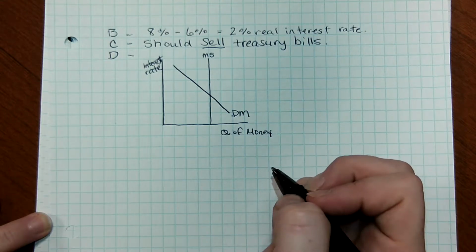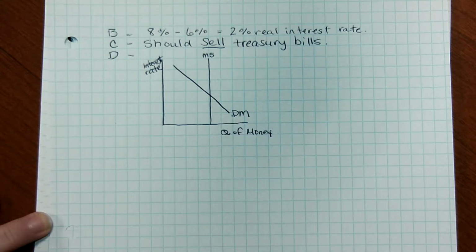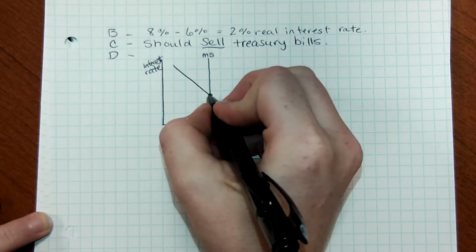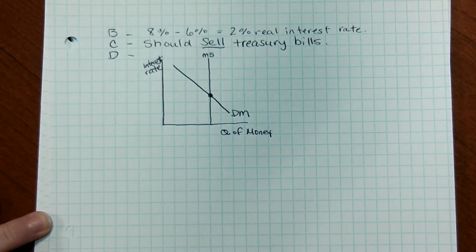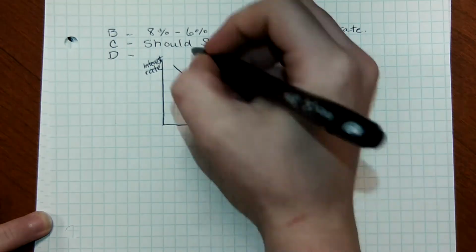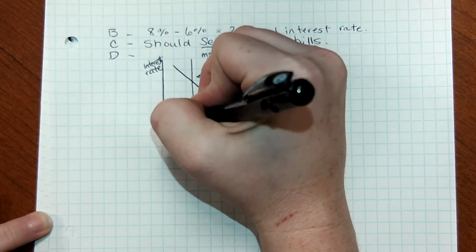Okay. So now I've got my money market here, and I have to show what's going to happen now. So how would this selling of Treasury bills affect my money market model? What happens to the money supply? Does it go up or down? Okay, it's going to go down. That's how we're going to lower inflation. We're going to tighten up the money supply. And since it goes down, we're going to move the money supply line to the left.